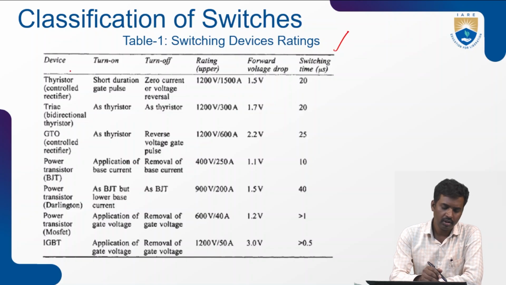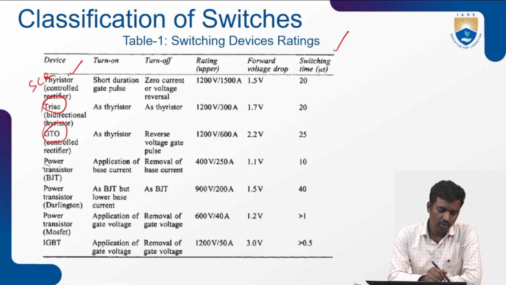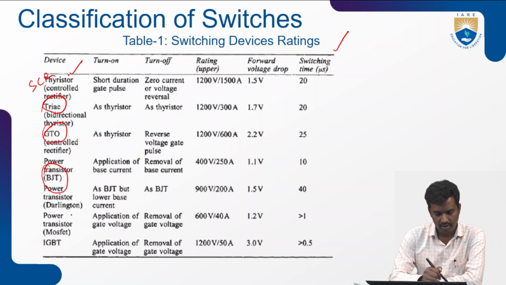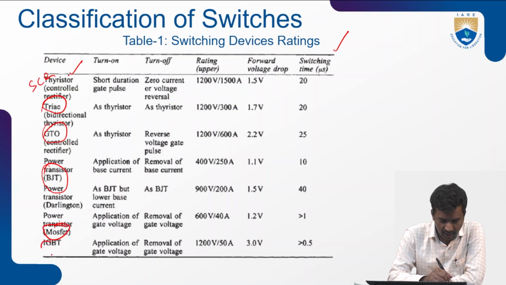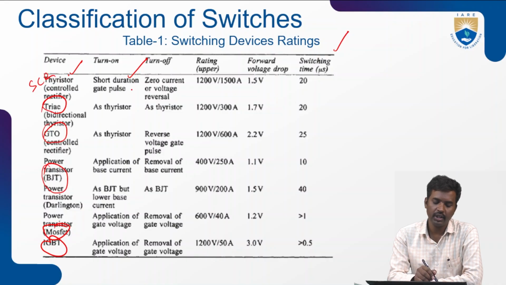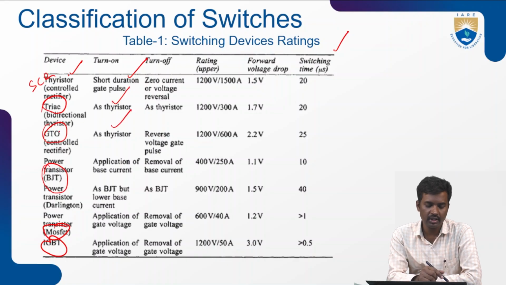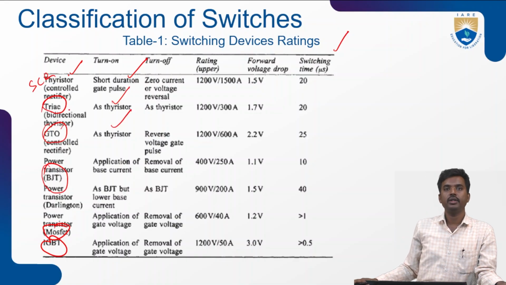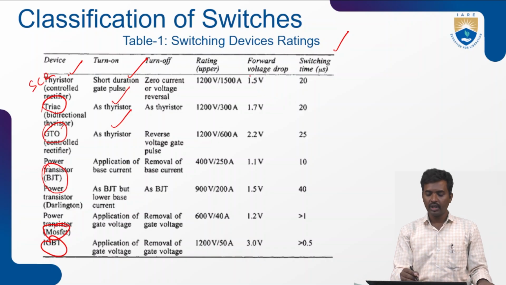So here thyristor, this is the SCR, triac, GTO, power BJT, and next power MOSFET, and IGBT. So the turn on duration is compared with a short duration gate pulse. So it is as for thyristor, for triac, as thyristor for GTO. And next here, these ratings are important.